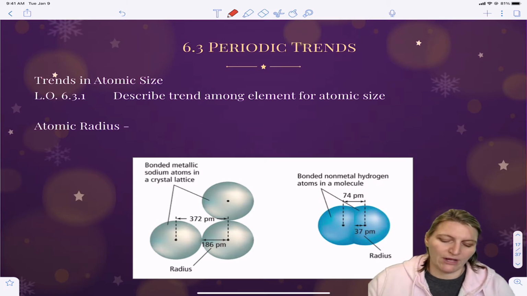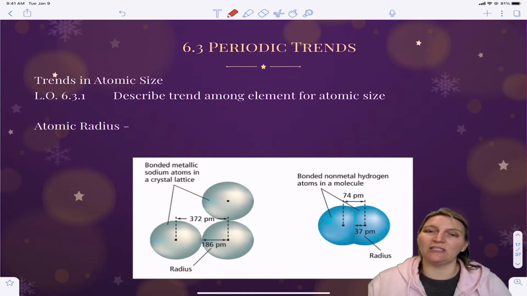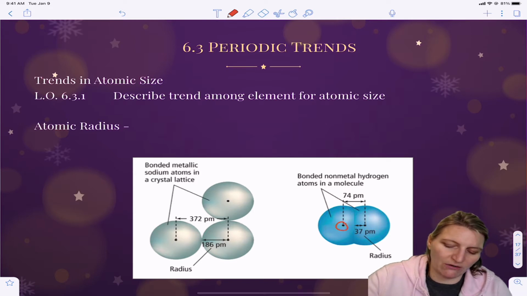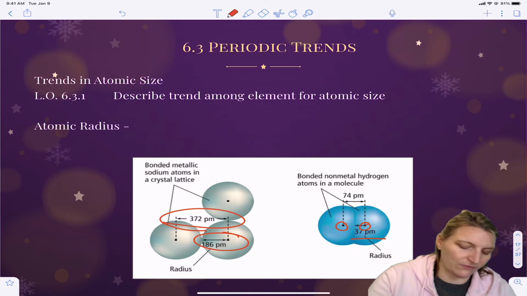And so what we do is we bond atoms together. So we have a sample of just lithium atoms or a sample of just oxygen atoms. And then we take the distance between two nuclei, because the nuclei is where all the mass and all the positive charges are. So it's easier to figure out the distance between the nuclei. So how we measure atomic radius is we take the distance between the two nuclei and we cut it in half. So if you look at these pictures, here's the nuclei, here's the distance, and we cut it in half. Here's the nuclei, here's the distance, and we cut it in half.